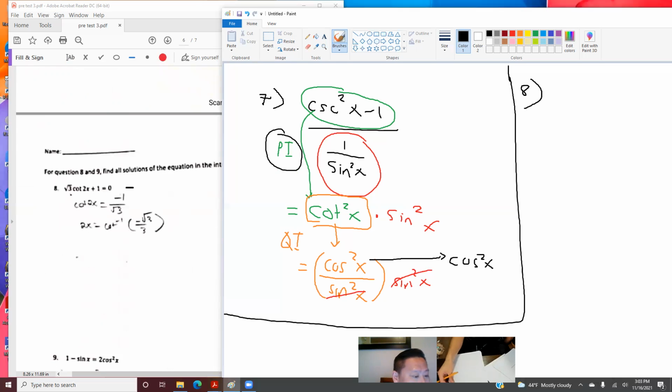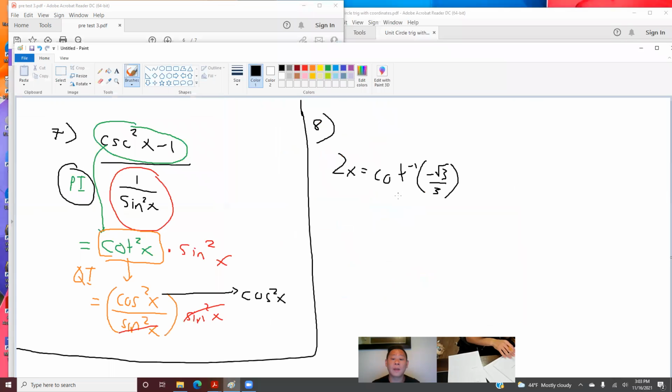All right, this is really good. Now, this is correct. What you did here is 2x is equal to the arc cotangent of negative root 3 over 3. This is correct. So now you just need to tell me what is the arc cotangent of negative 3 over root 3.